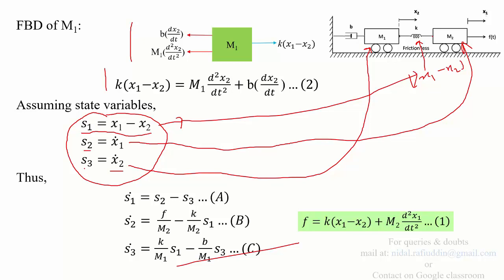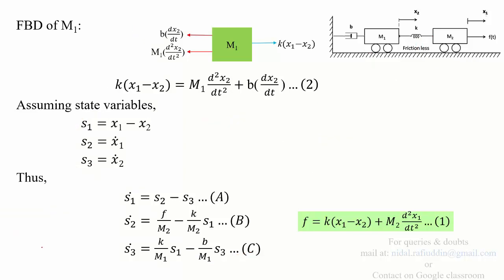So S1 dot becomes equal to S2 minus S3 here. Likewise, S2 dot is obtained from equation 1, and you see that x1 double dot, which is S2 dot, will be written as this. Likewise, S3 dot is x2 double dot, which can be obtained from equation 2 like this. So these are the 3 equations, and we are going to change.